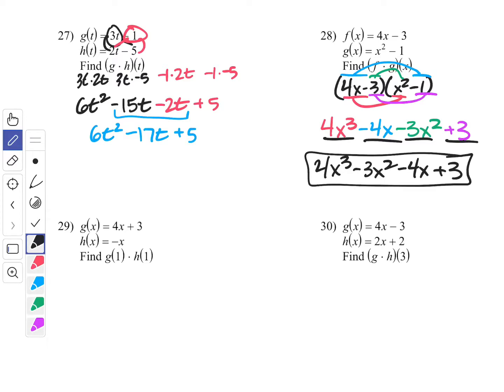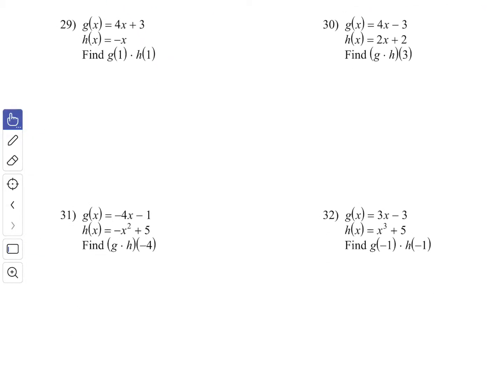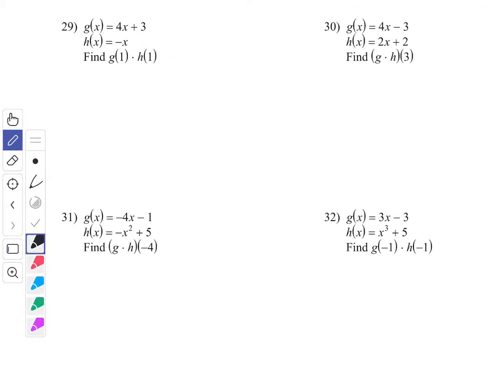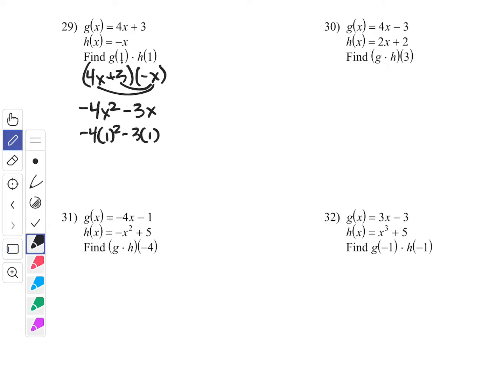Okay. Now, when we have the actual numbers to evaluate, we can do the same thing. 4x plus 3 times negative x, we get negative 4x squared minus 3x, and then plug a 1 in there, so negative 4 times 1 squared minus 3 times 1. 1 squared is 1. Negative 4 times 1 is negative 4. 3 times 1 is 3. Negative 4 minus 3 gives us negative 7.